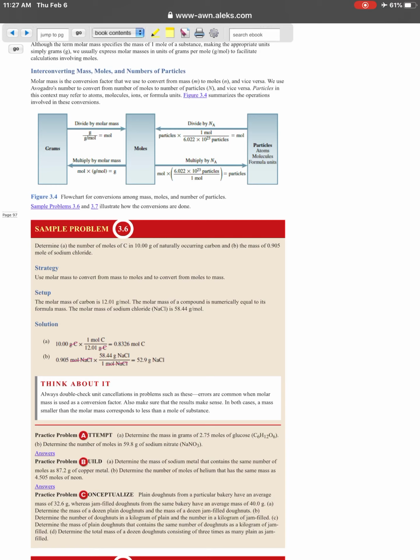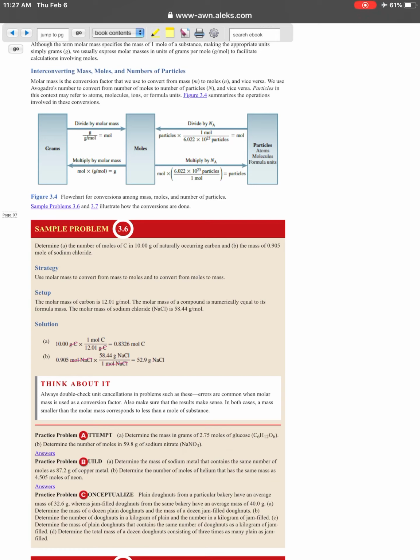Suppose we have the number of grams of a substance, and we want to find the number of moles. Divide by molar mass. Suppose we have the number of moles, and we want to find the number of particles, number of atoms, for example. Okay? Multiply by Avogadro's number. Now, suppose we have the number of particles.